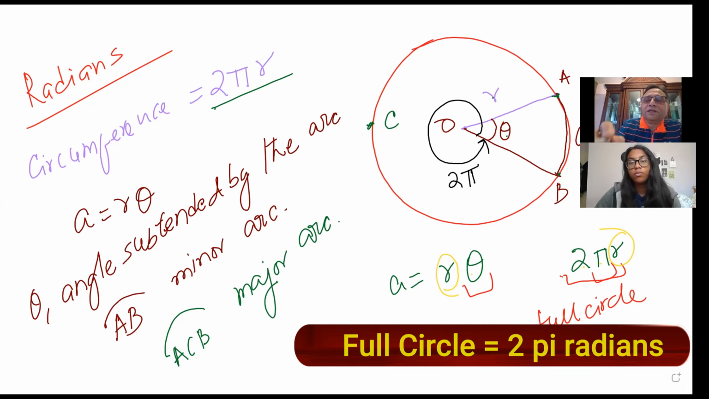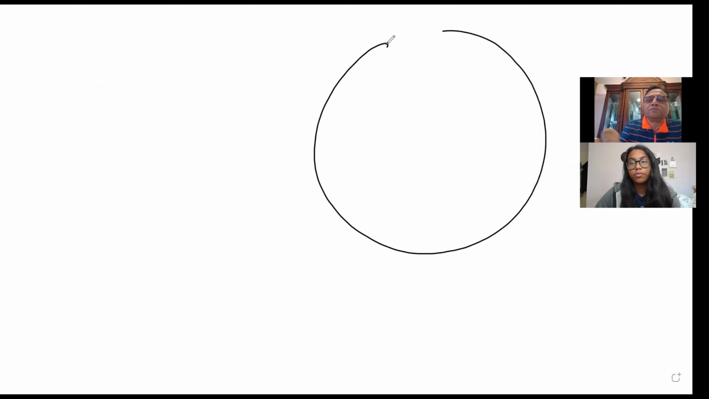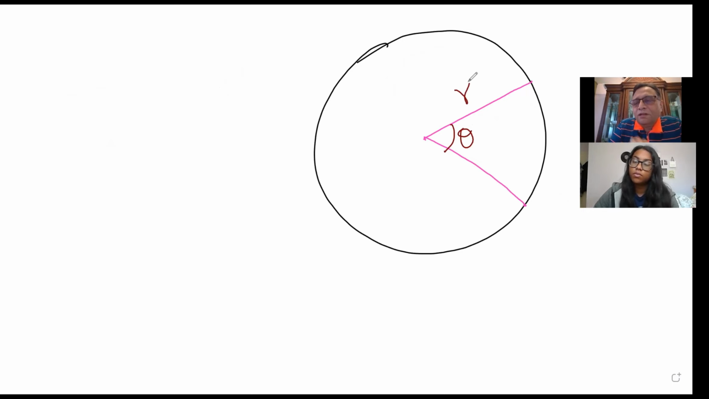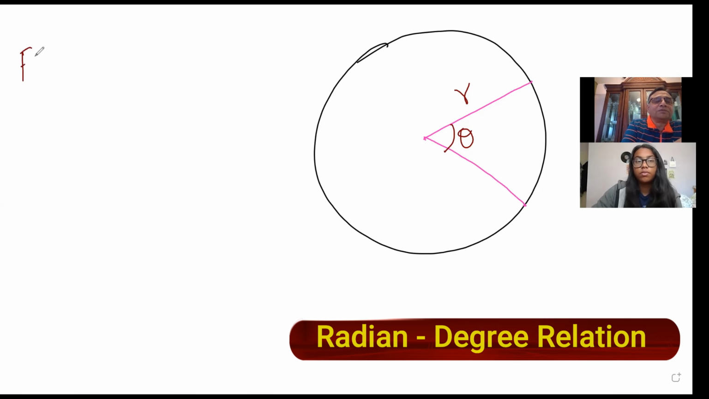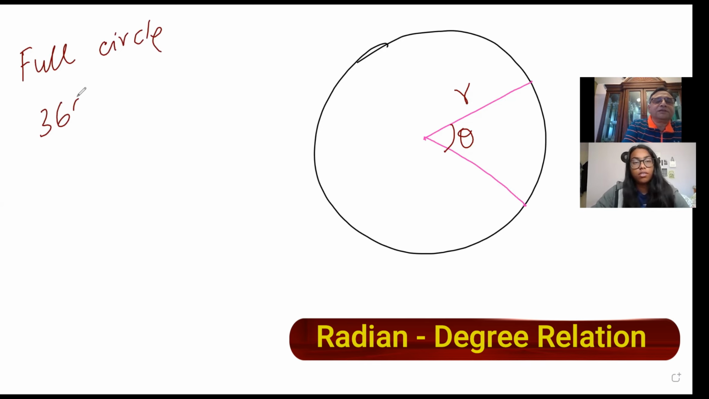Now, let me clear the screen. We'll continue with this arc length thing. So once again, let us say this angle here is theta, radius is r. Now, I'd like to introduce you to one more thing, that is the conversion factor between radians and degrees, because you're very familiar with degrees, right? So a full circle is how many degrees? 360. So that means 360 degrees is equal to 2 pi radians, correct?